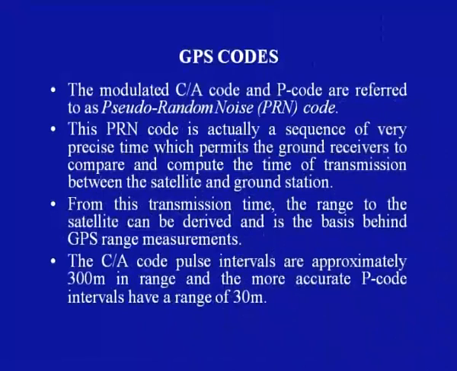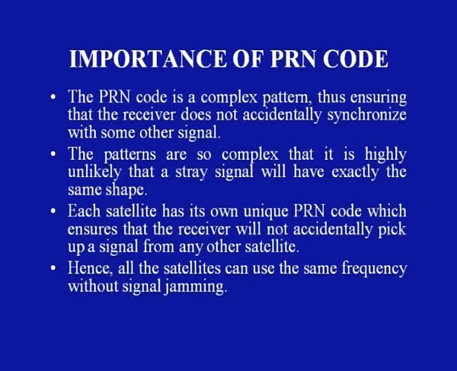The modulated CA code and the P code are referred to as pseudo random noise, or what we call the PRN code. This PRN code is actually a sequence of very precise time which lets the ground receivers compare and compute the time of transmission between the satellite and the ground station. From this transmission time, the range to the satellite can be derived and is the basis behind the GPS range measurements. The CA code pulse intervals are approximately 300 meters in range, and the more accurate P code intervals have a range of 30 meters. Well, let us look at the importance of the PRN code.